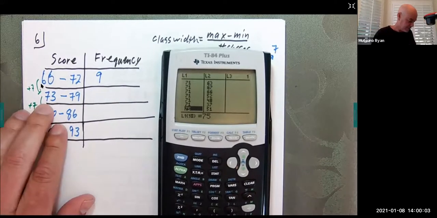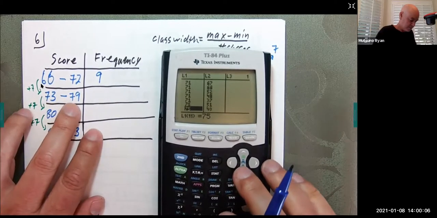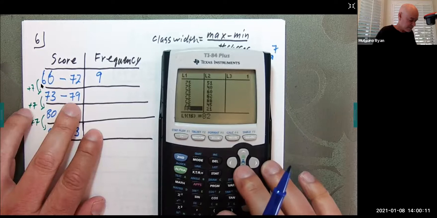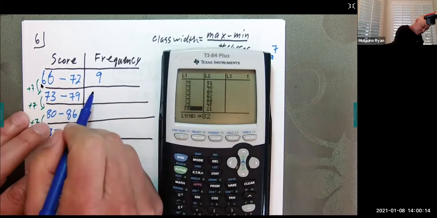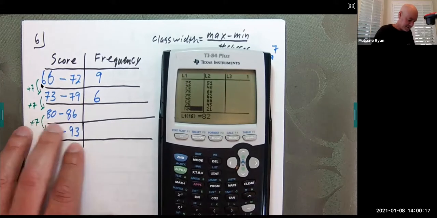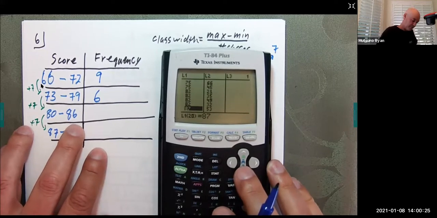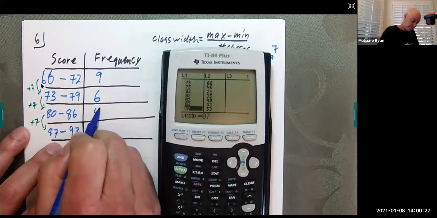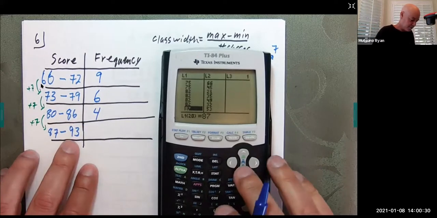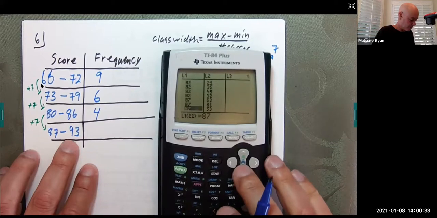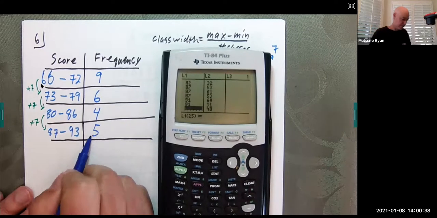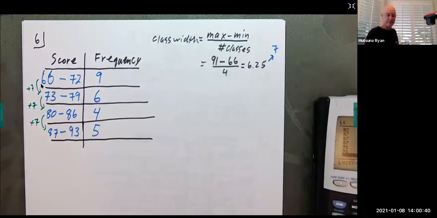Now between 73 and 79, looks like we have 1, 2, 3, 4, 5, 6. 6. Now between 80 and 86, I have 1, 2, 3, 4. That's an 87, so no, so 4. In between 87 and 93, that's 1, 2, 3, 4, 5. 5. And there it is, your frequency distribution table.